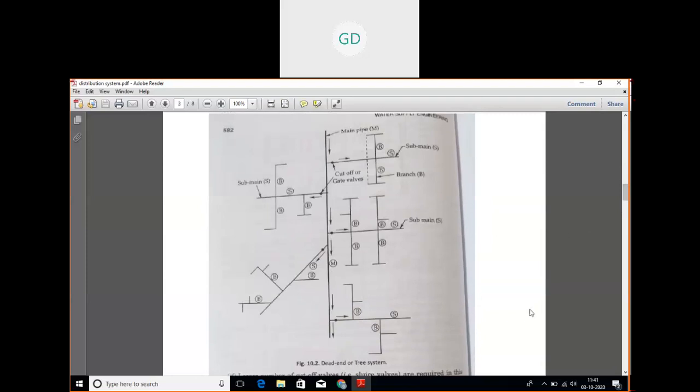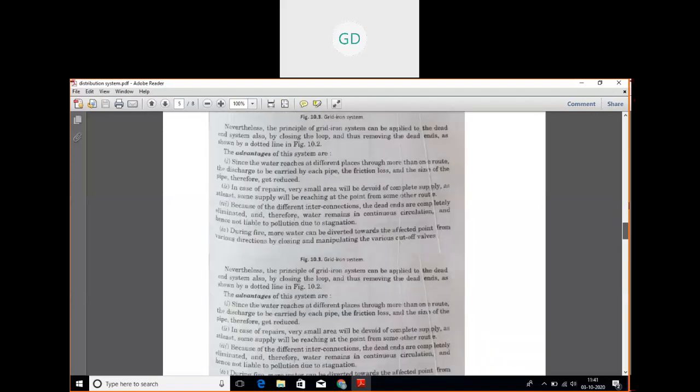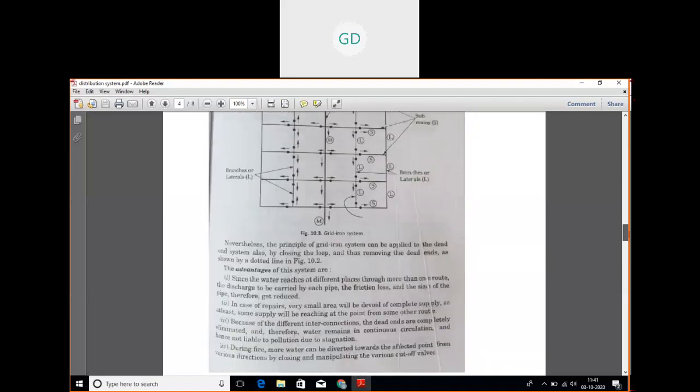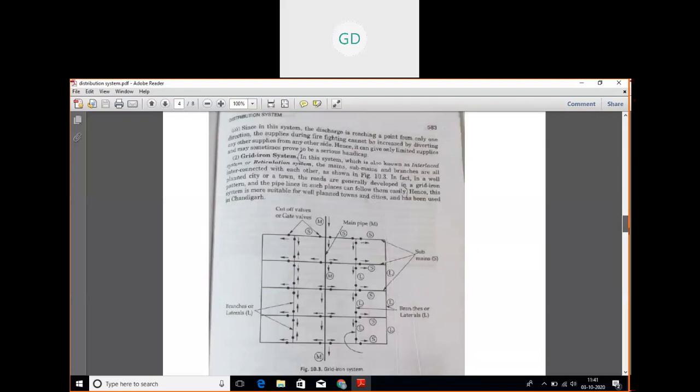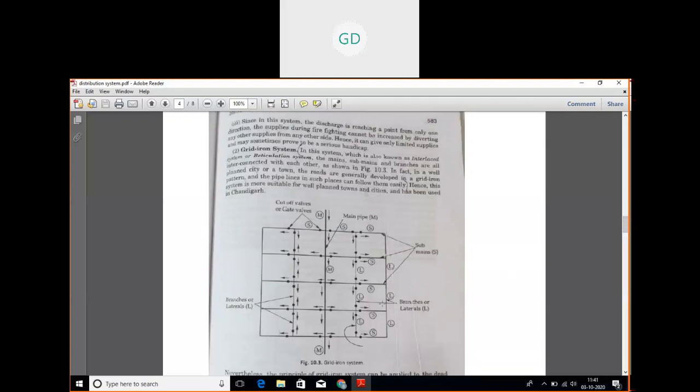If something related to this comes, then you need to draw the diagram. The diagram is important in this layout because you need to know how the layout looks like. Then next is your grid iron system. So this is a diagram. You can see it is a type of grid. Everything is in a square pattern. It is a grid.